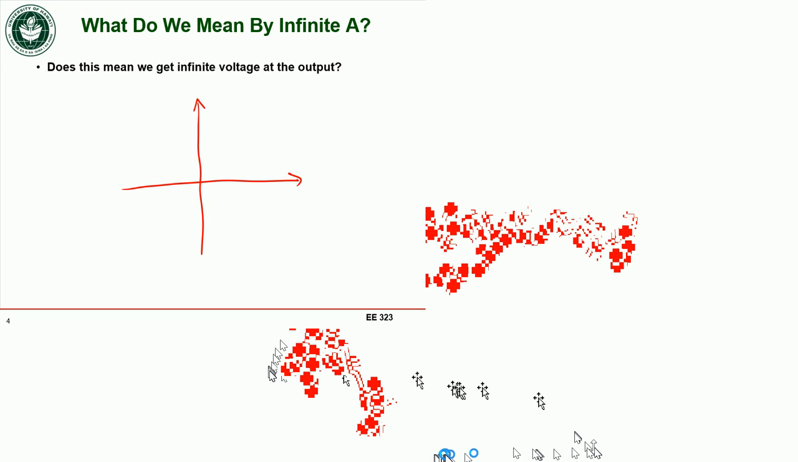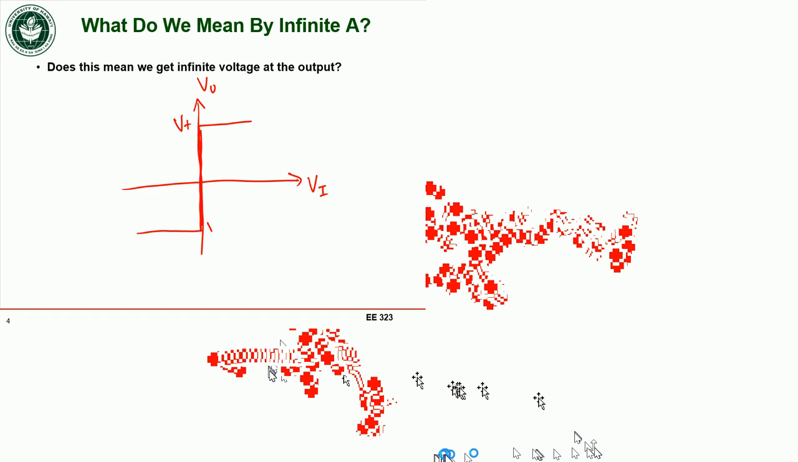If you look at the transfer characteristic of output voltage versus input voltage, I don't get infinite voltages at the output. The infinite gain means that the slope of my transfer characteristic is infinite, so it's a vertical line. But my outputs are going to be limited to the positive and negative supply voltages that I supply to the amplifier. And we also mentioned that we're never going to operate the amplifier in this open loop configuration.